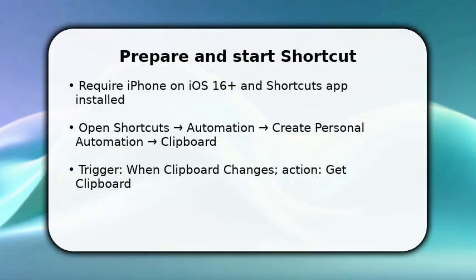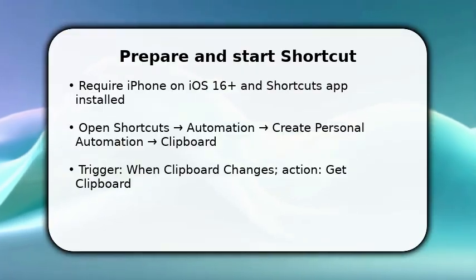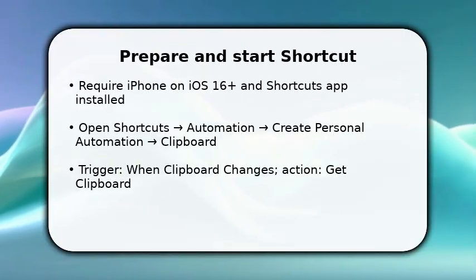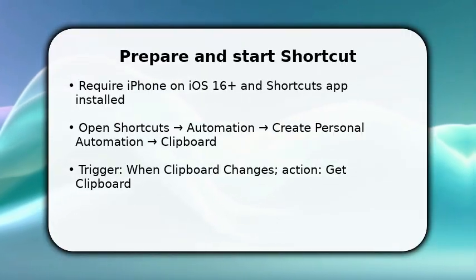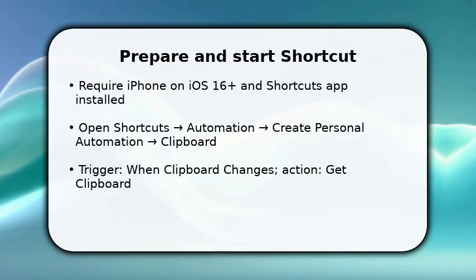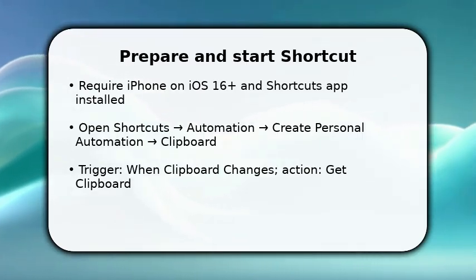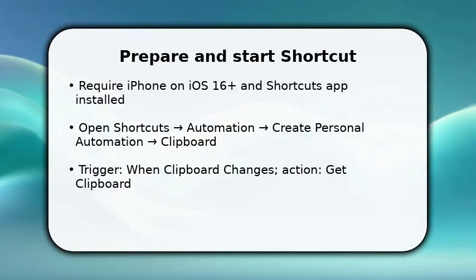Enjoy the video. You'll start by building an automation that captures each copy action. Once Shortcuts is open, choose Personal Automation and pick Clipboard as the trigger. This listens for any new copy. Add the Get Clipboard action to grab current content, and then chain an action to store it.